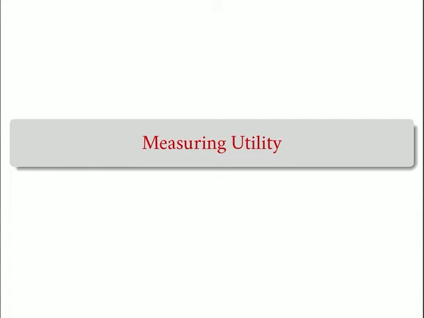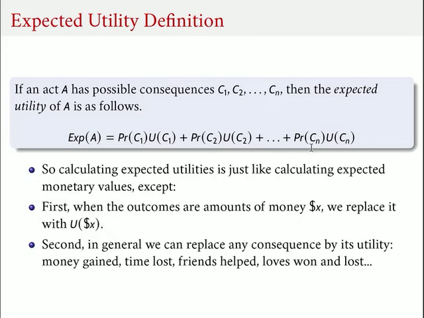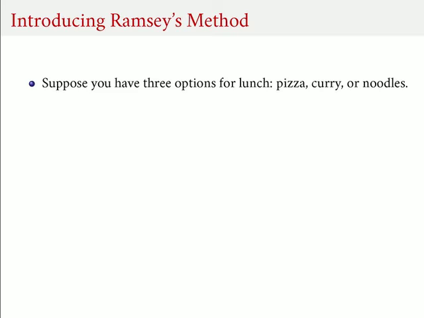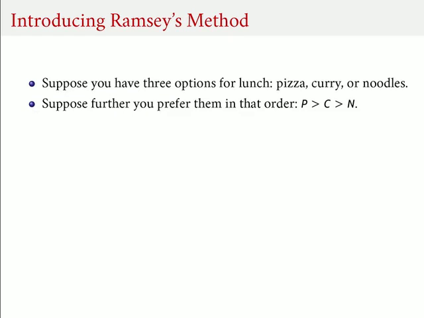So now I'm going to move on to talk about how we can use this expected utility calculation to determine objectively what an individual's subjective preferences or their subjective utilities are. So for this first example of how to apply this method, I want you to suppose that you have three options for lunch. You can have pizza, curry, or noodles. Now, suppose further that you prefer them in this order. You prefer pizza the most, and you prefer noodles the least, and in between is curry. So for you, pizza would be the very best option to have for lunch, and then next best is curry, and then the least good option is noodles.